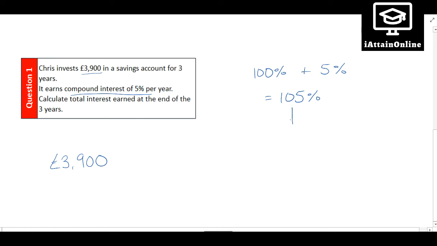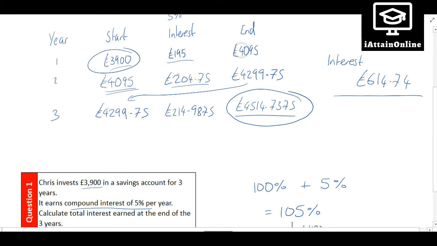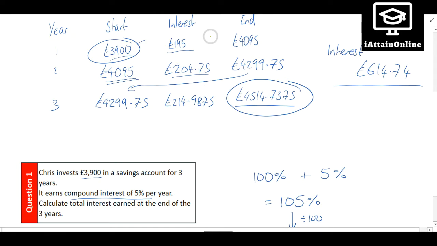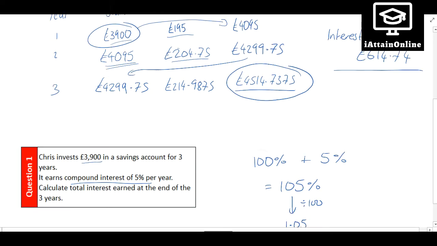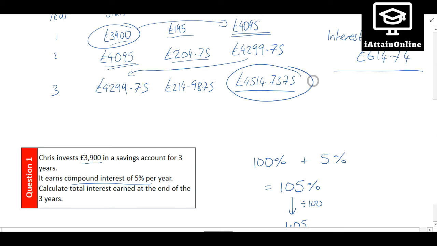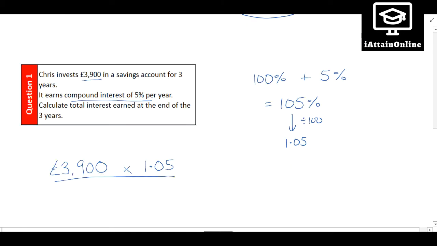So we can actually convert this to a decimal by dividing the percentage by 100. So instead of finding 5% and adding it on each time, what we can actually do is multiply it by 1.05. Now multiplying the 3,900 by 1.05 would tell me how much he has at the end of the 1st year. The answer to that becomes what he has at the start of the 2nd year. So to find out what he has at the end of the 2nd year, I'm just going to multiply it by 1.05 again.